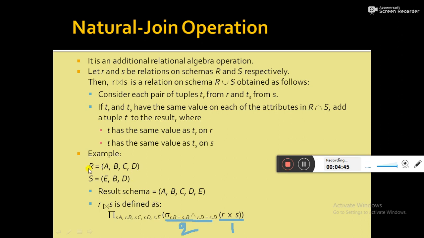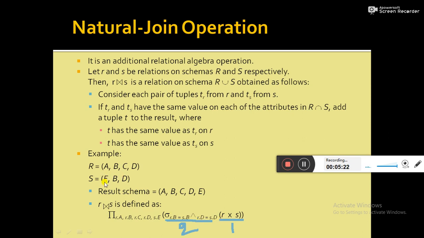Here in both relations R and S, the common attributes are B and D. So selection will be based on equality on common attributes. R dot B equal to S dot B. R is the name of the relation, so this B is from R, this B is from S. This is the AND symbol. R dot D equal to S dot D. So why is AND required? Because B and D both are common attributes. So selection will be based on equality on both B and D.